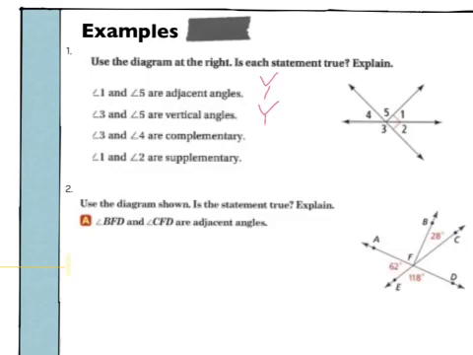Number 3, angle 3 and angle 4 are complementary angles. Okay, so 3 is here, 4 is here. This looks like 180 degrees, so unfortunately these are not complementary because they add up to more than 90 degrees, so this is no. Angle 1 and angle 2 actually add up to 90 because there's a right angle in the corner, so they are not supplementary, they are complementary, so this is also no.